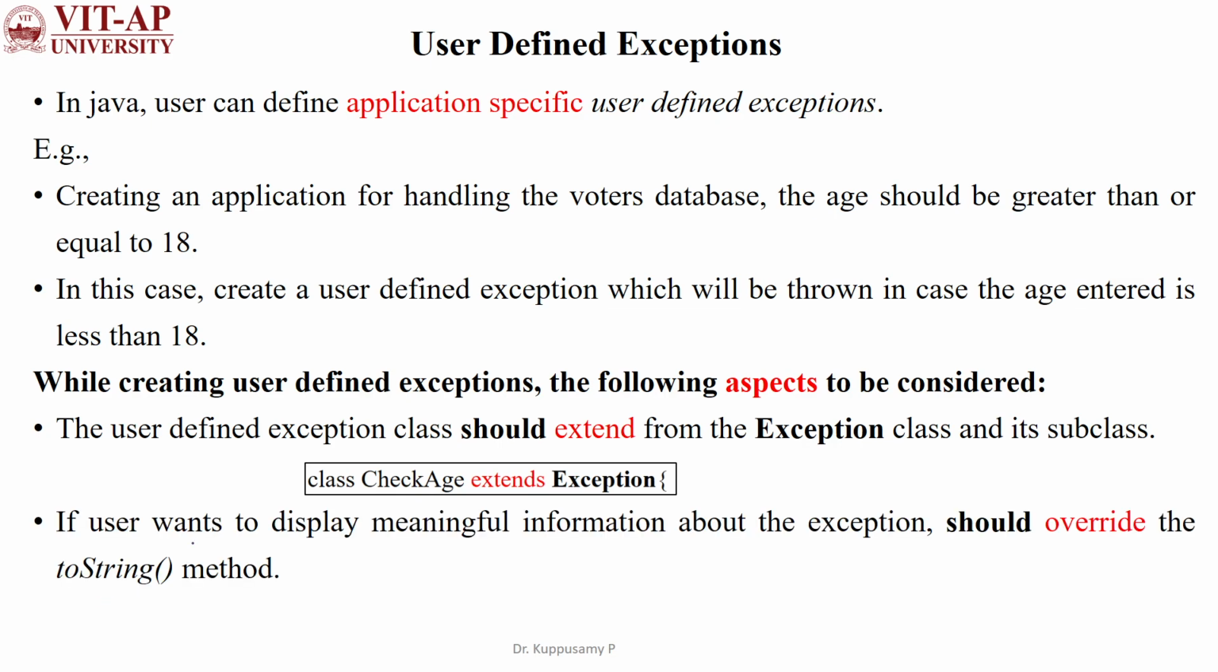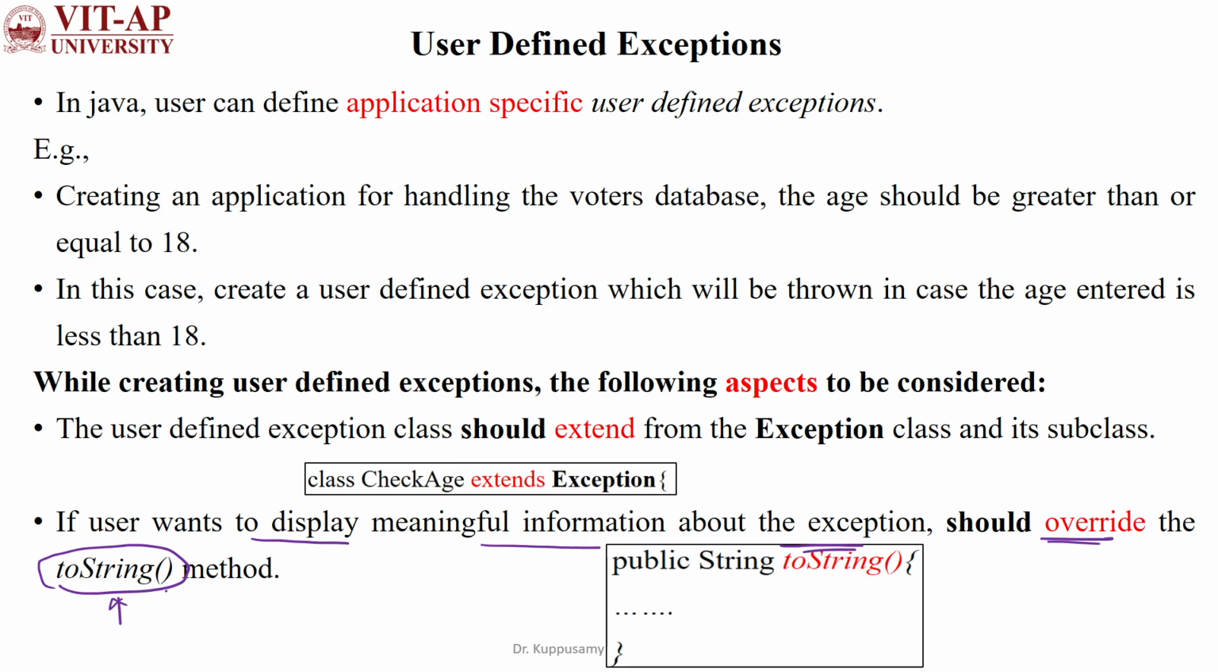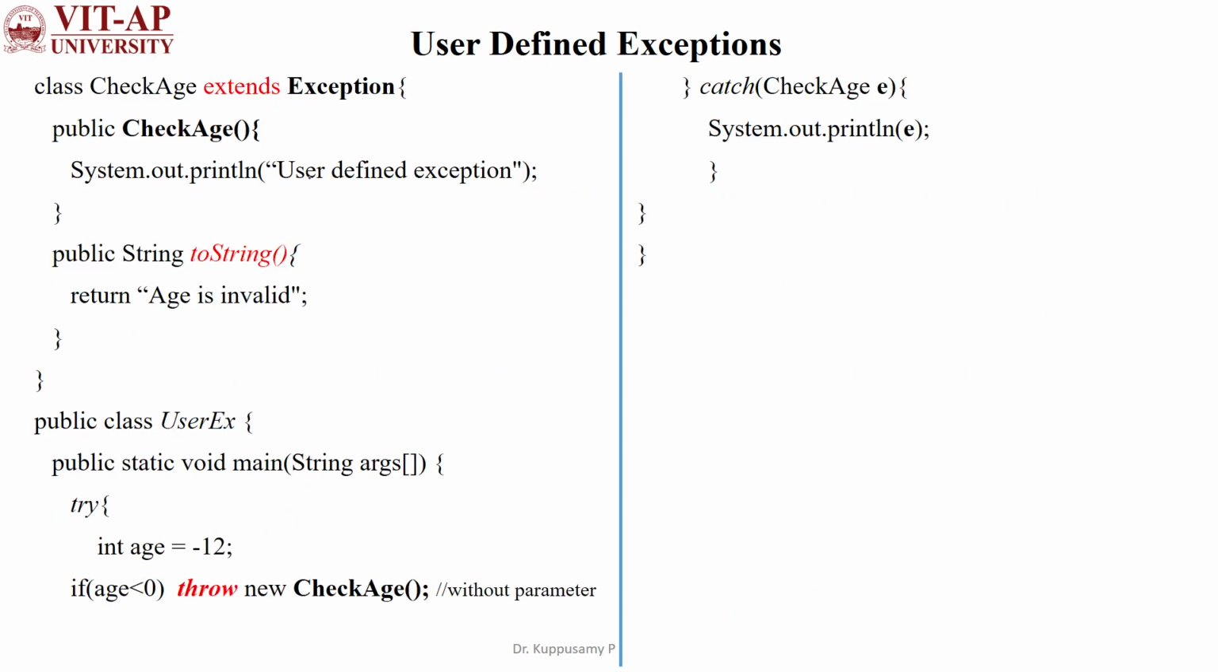Likewise, the second condition is, if the user wants to display a meaningful notification about this particular exception, it should override the toString method. Already the content will be converted into a string in the JVM, but that should be overridden by the user defined toString method. So inside the program you have to define the method toString. Whatever notification we are trying to give to the user can be defined inside the toString method. We will see the example now.